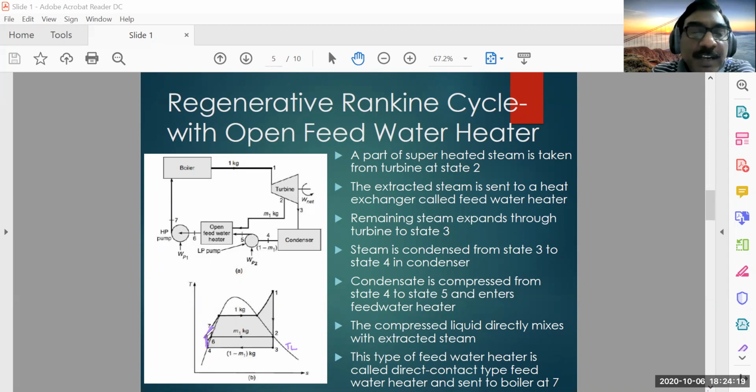Here, what is happening? Some heat will be added here, and some energy here, and some here. So there is a very wide range of temperature of heat addition. This is going to decrease the Tm. From very low temperature to very high temperature, the heat is getting added, so this will decrease Tm.